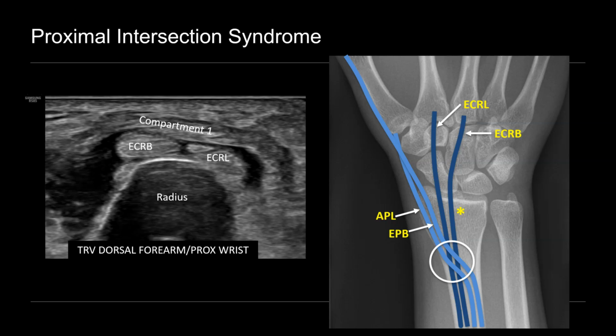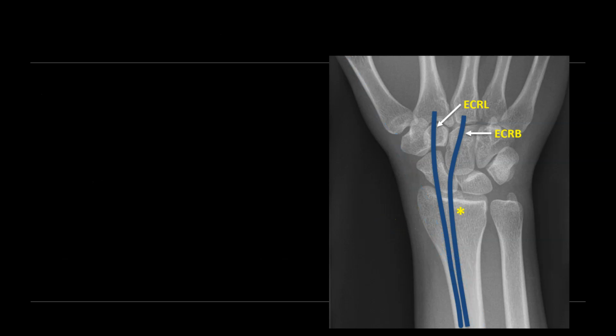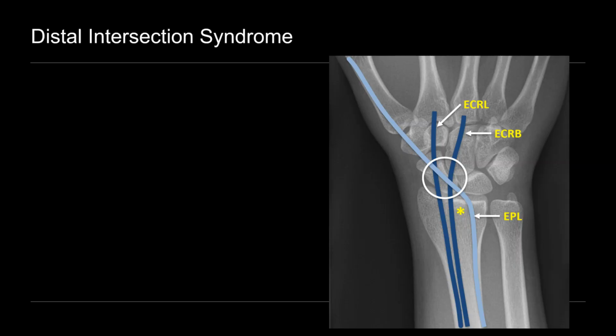All right, now let's take away those extensor compartment 1 tendons. We'll leave compartment 2, and let's look at another tendon. So here we have the EPL tendon. That's also headed out to the thumb. And where do you see this tendon crossover? Well, this is distal to Lister's tubercle, and this is the site of distal intersection syndrome.